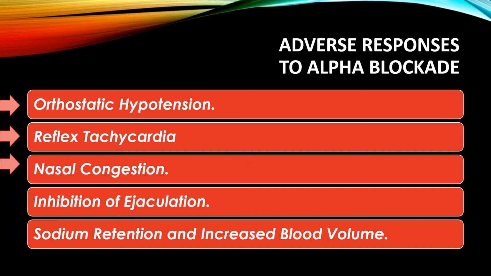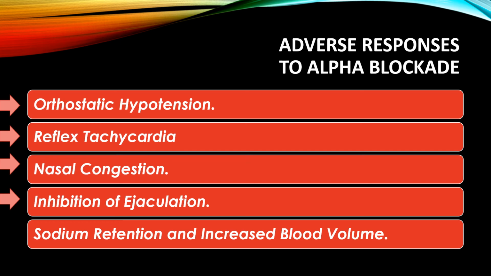Next will be nasal congestion. Alpha blockade can dilate the blood vessels of the nasal mucosa, producing nasal congestion. Next will be inhibition of ejaculation. Because activation of alpha-1 receptors is required for ejaculation, blockade of these receptors can cause sexual dysfunction.